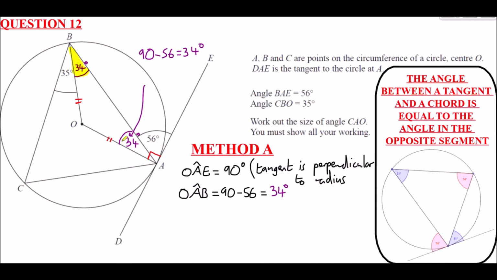Okay, so we might just want to write that down in some form or other. So I'd say we might just want to sketch down that OBA equals OAB, which is 34 degrees. And maybe just state that it's because it's an isosceles triangle.